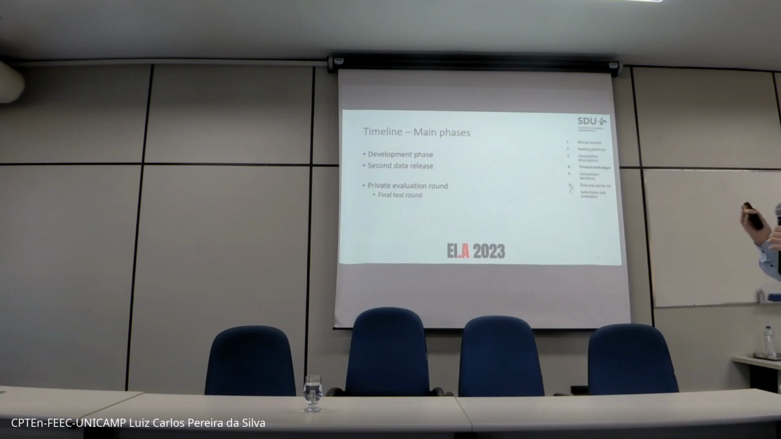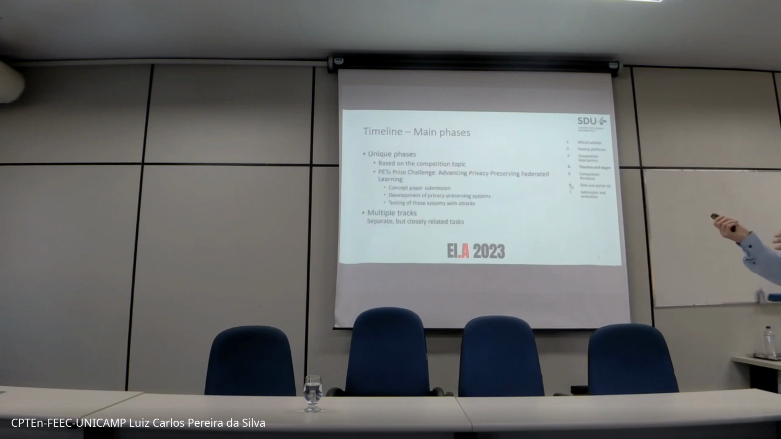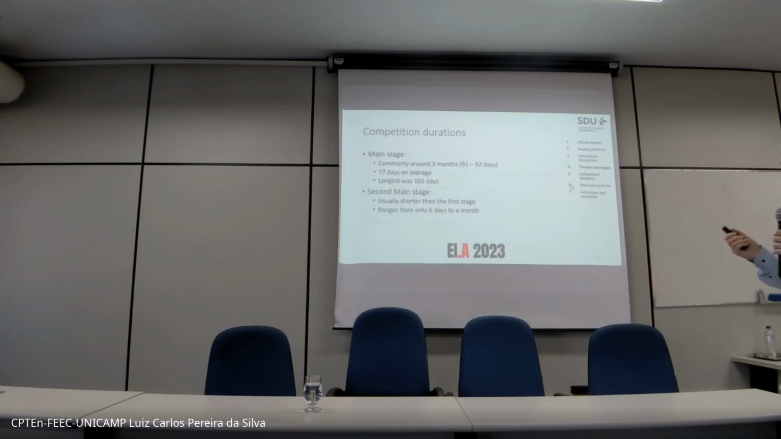And this is often followed by a private evaluation round, where the final score is calculated on a previously unseen data set. The main phases can also include topic-specific phases or multiple tracks, which are phases that are running parallel to each other. Competitions have varying durations, but our review showed that most competitions have around 3 months for the main stage. The second stage is usually shorter, especially if this is a private evaluation round, which is usually very short, around 6 days.